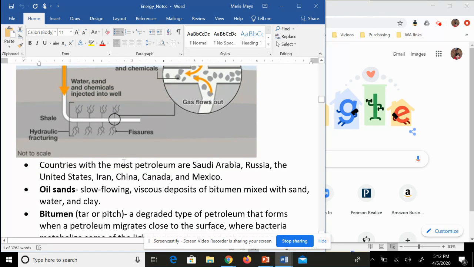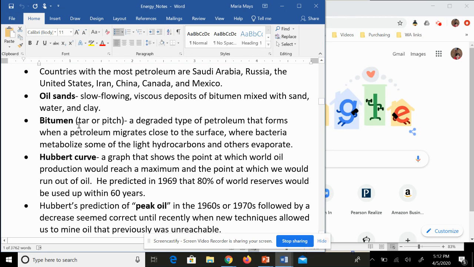Countries with the most petroleum are Saudi Arabia, Russia, the US, Iran, China, Canada, and Mexico. So Canada has a bunch of this kind of oil sands and oil shale. Oil sands are slow-flowing viscous deposits of bitumen mixed with sand, water, and clay. Bitumen is also called tar or pitch. This is a degraded type of petroleum that forms when a petroleum migrates closer to the surface, where bacteria can metabolize some of the light hydrocarbons and others can evaporate. So it's not quite as good as petroleum, but it can still be usable.